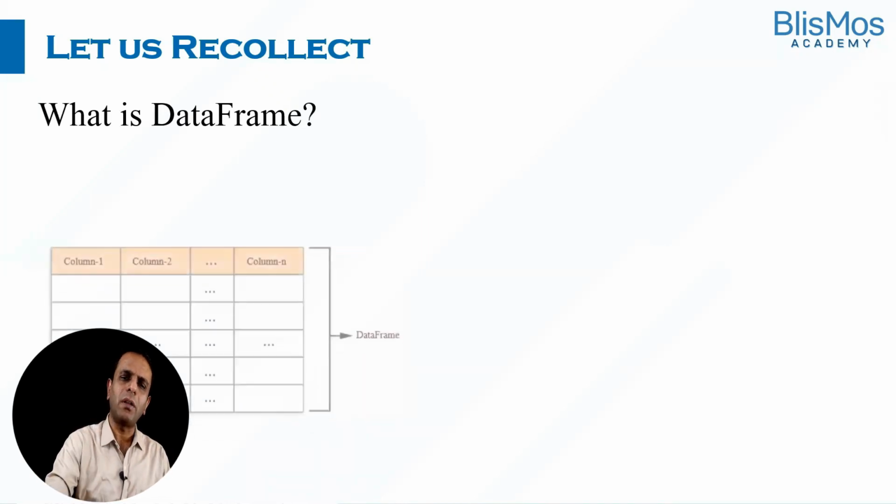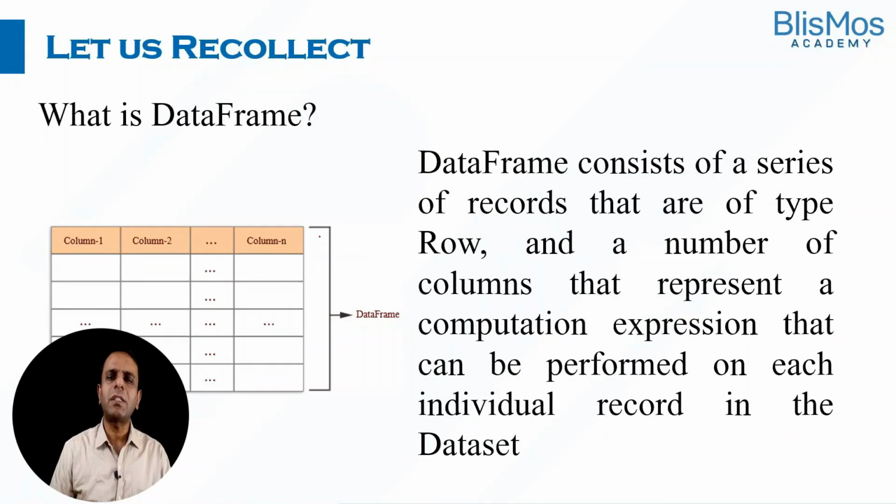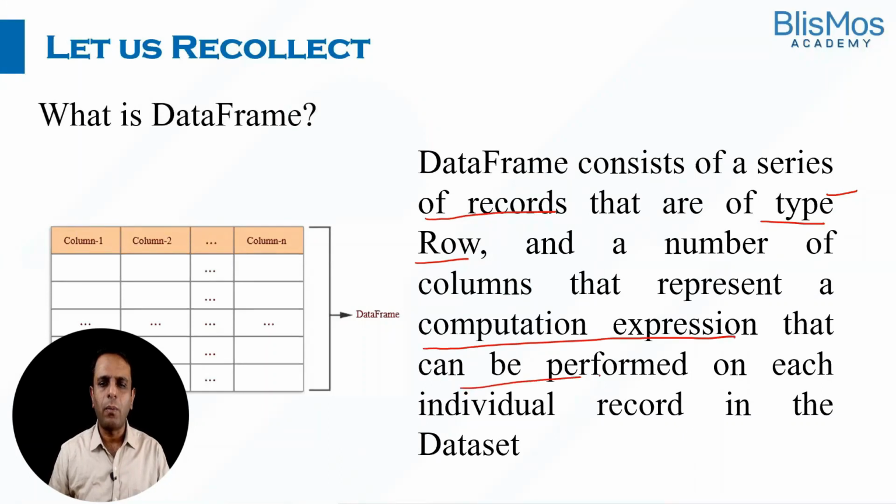But if you want to go beyond that, DataFrame consists of series of records of type row. We have already seen this, but I am trying to revise this so that we understand it better. That represent a computation expression that can be performed on an individual record. What is a computation expression? We'll be seeing that as a part of this particular lecture. Now, having understood what is DataFrame in layman terms and also in more scientific terms, let us move on and look at one more important aspect before we drill down deep into the columns.